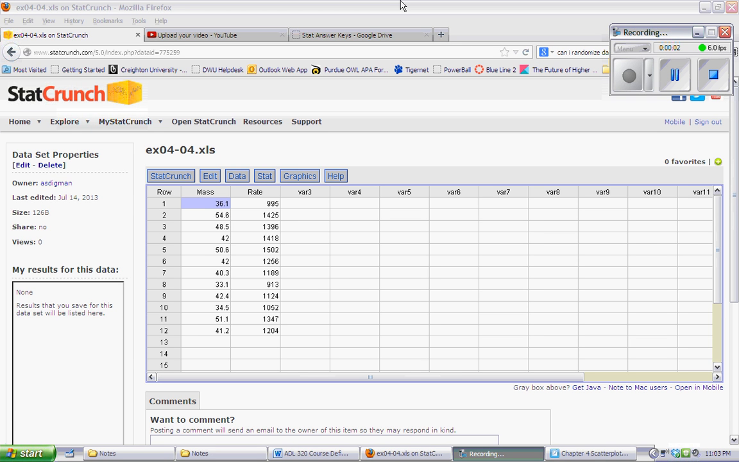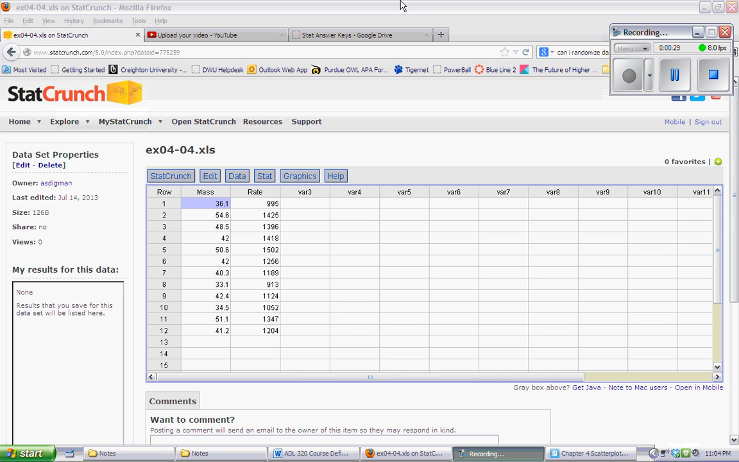Let's look at this data set and come up with a good way to create a scatter plot of this data. This data represents the mass of an object and its effect on the rate. So mass is going to be our explanatory variable, and we want to see if the mass determines what the rate of our object is. So as mass is increasing, does the rate increase, or vice versa, or is there no relationship?